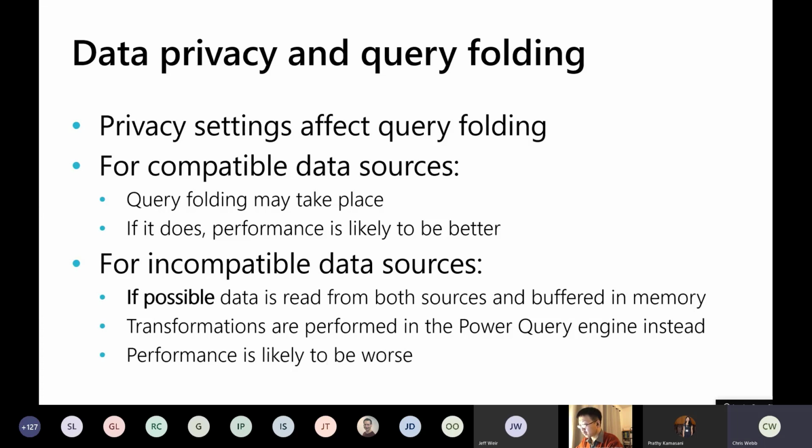Remember also I said that data can't flow from private data sources to other private data sources. That means that if both data sources are private, they are incompatible. So the rules with data privacy and query folding are such that if you've got compatible data sources and data can flow from one source to another, then that's going to allow query folding to take place, as I just showed in that demo. And if it does, performance is going to be better. But if you've got incompatible data sources, you might have a problem. So two things could happen when you've got incompatible data sources. You could have a situation where the query still runs, but things are slow. Or you've got a situation where you get an error, perhaps.